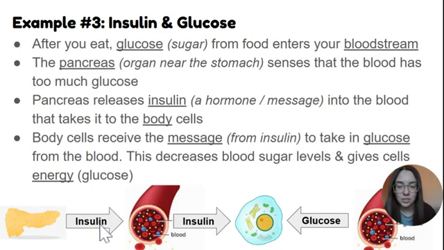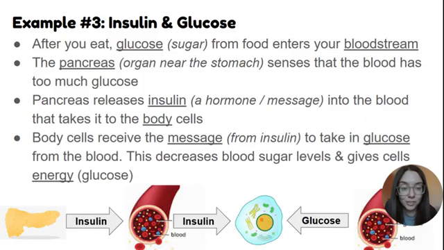So the insulin message is sent, it moves through the blood, and it goes to the body cells. Okay, it could be a fat cell or whatever it is. Now, the body cells, they're going to receive the message from insulin, and it's going to tell them, hey, take in some of this glucose from the blood, some of this sugar. We have too much sugar in the blood. Take it into yourself. Okay, so here's the blood. There's glucose in there, and it goes into the cell. Well, what happens with that glucose is it's used for energy.